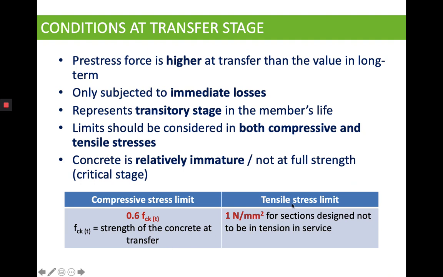And then the next one is the tensile stress limit. As for this value, the Eurocode has limited it to 1 Newton per millimeter squared, which is for sections designed not to be in tension in service. So we assume that our section is only subjected to compression, and therefore we are going to consider the value to be 1 Newton per millimeter squared. So that is for the tensile stress limit. You can see here that the Eurocode has given us the stress limits for both compressive and tensile stress.